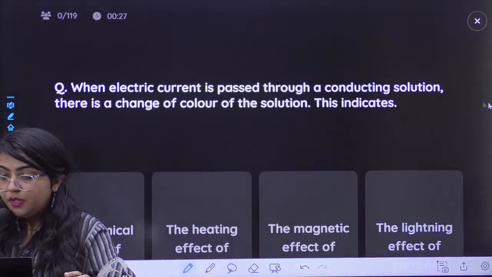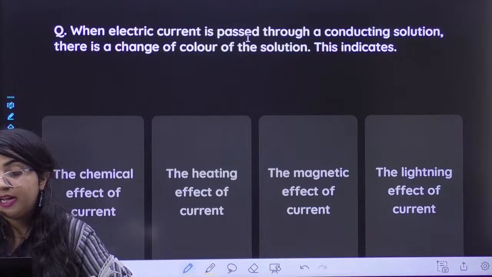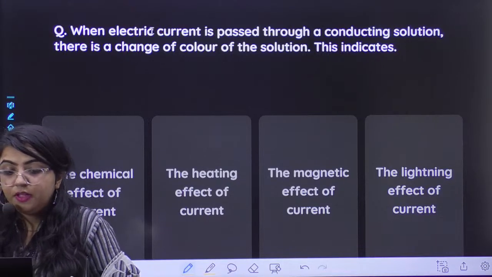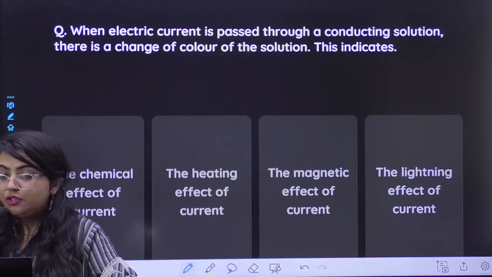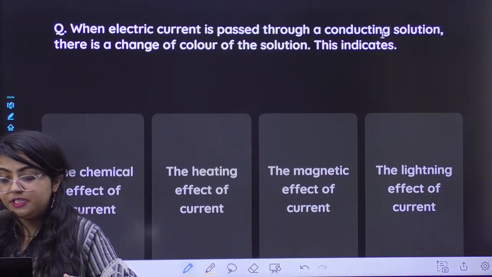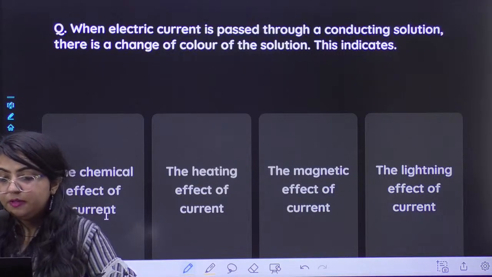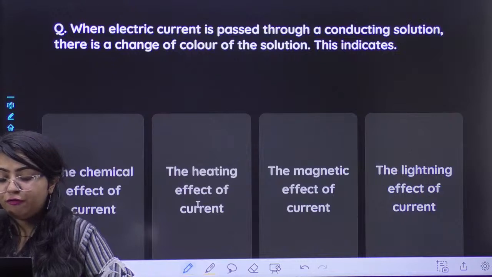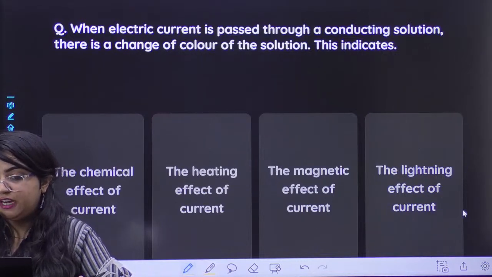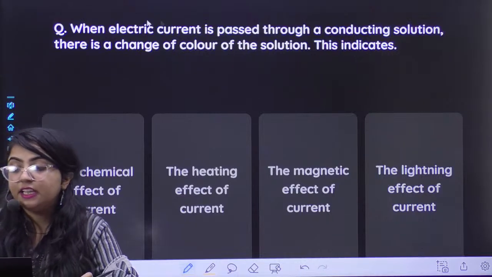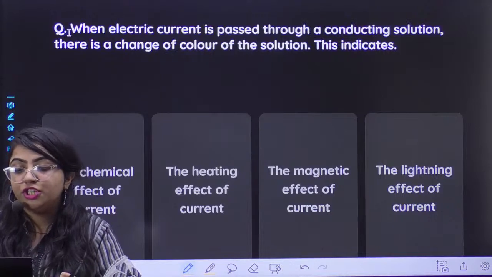Okay. So this question is, when an electric current is passed through a conducting solution, there is a change in the color of the solution. So what could be the most appropriate reason for this? The chemical effect of current, the heating effect of current, the magnetic effect of current, or the lightning effect of current. So they are asking that when electricity is passed through the solution, the color of a solution changes.